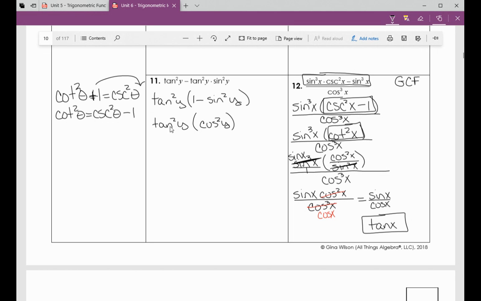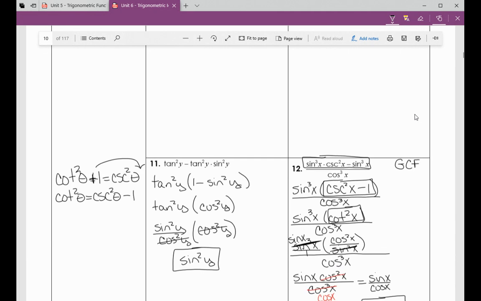So now I have a tangent square times a cosine square. So I'm going to turn this to sine square over cosine square, because that is a valid substitution. The cosine squares will cancel, and I am left with sine square. And that would be my one and only one function. Everybody okay with that? All right.